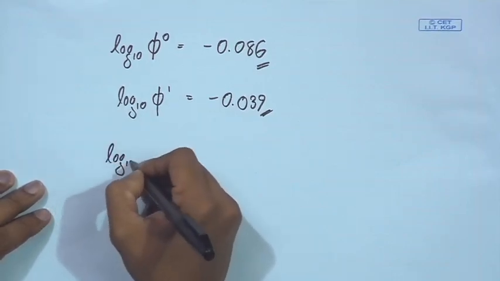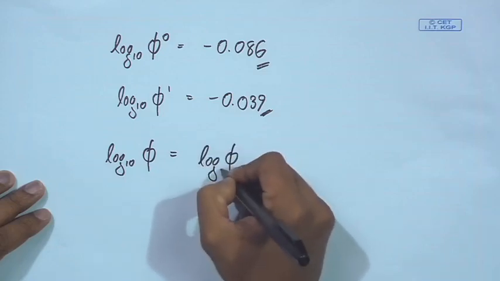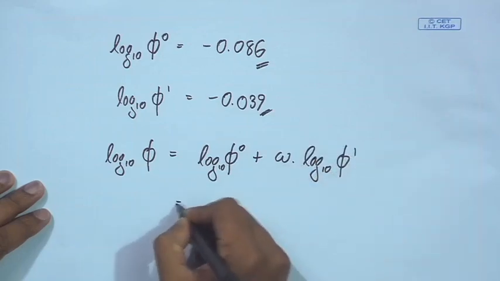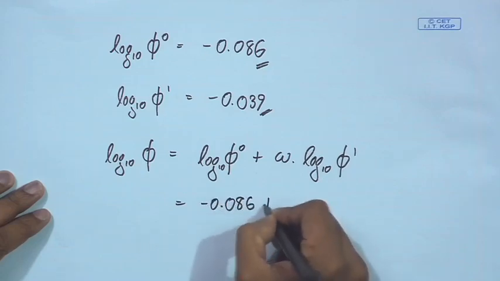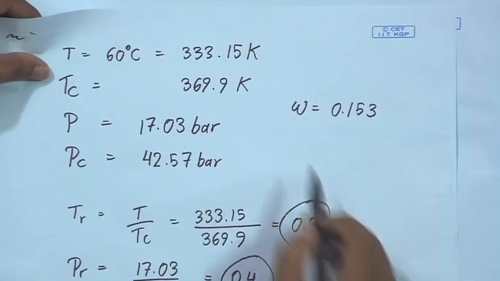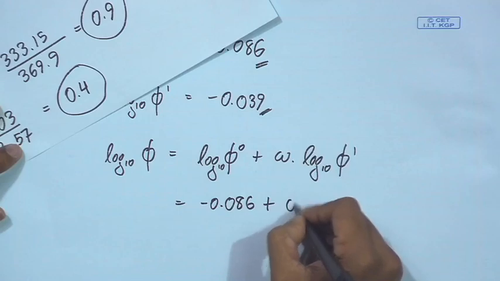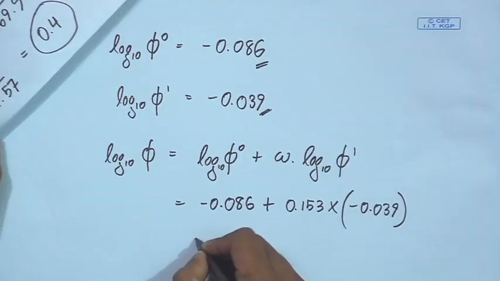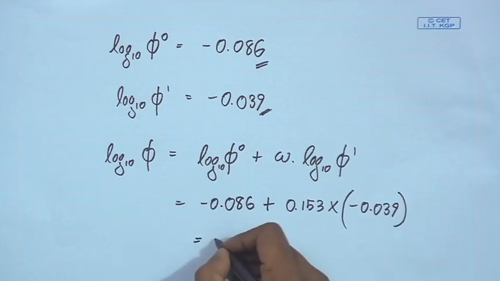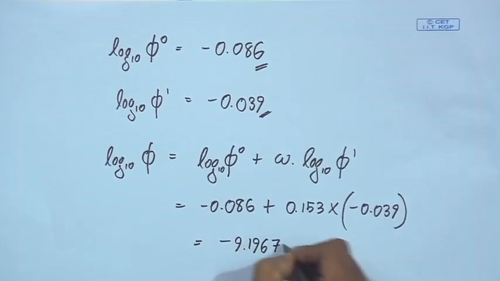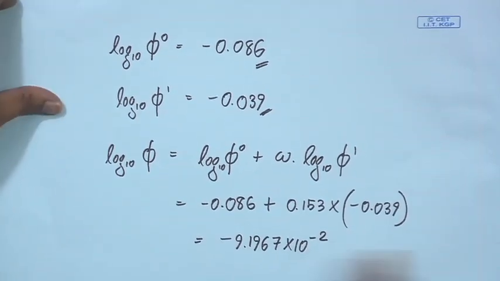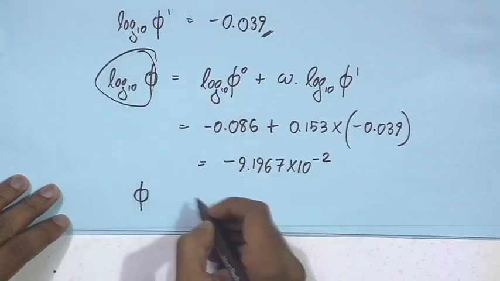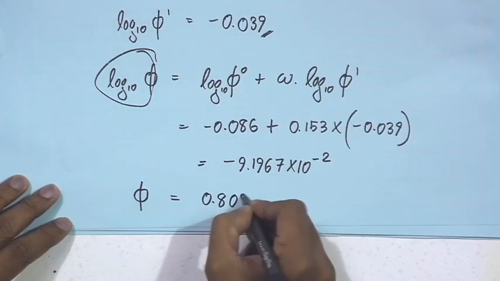So we need to find log phi value, that is log phi 0 plus omega times log phi 1, where omega is the eccentric factor. Omega value we already know, we have written it down here, so we write that value here. So we get the value of log phi as minus 9.1967 times 10 raised to minus 2. So we all know how to find an antilog of a value using a calculator. So we find the antilog of this value and we get the value of phi as 0.809.